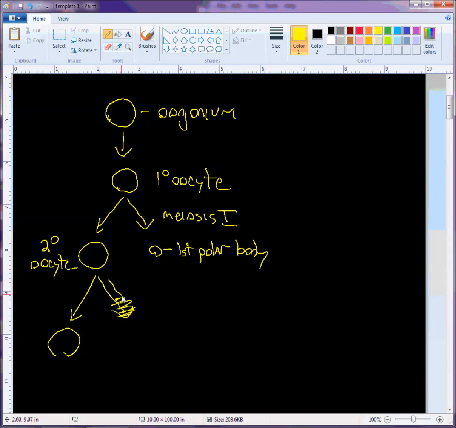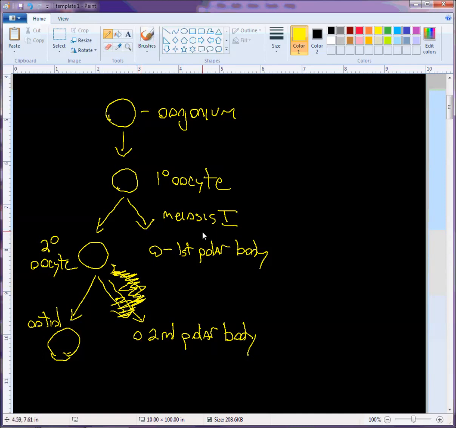Okay, to make the ootid and the second polar body. So, and there's that complicated thing with humans, right, where the secondary oocyte is the actual gamete that's fertilized. So the actual ootid isn't formed until after fertilization. But we don't need to worry about that for this question.